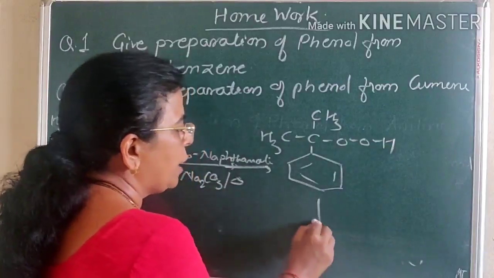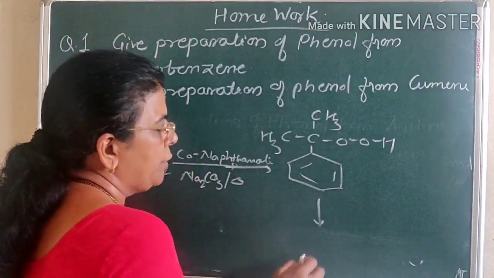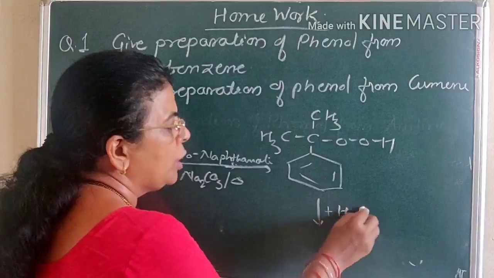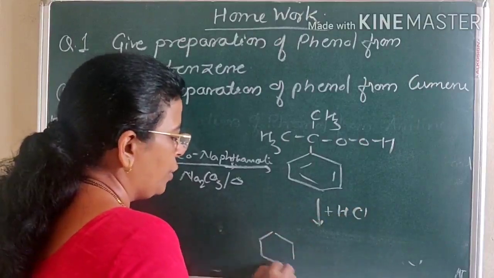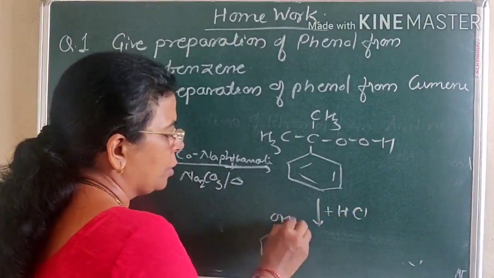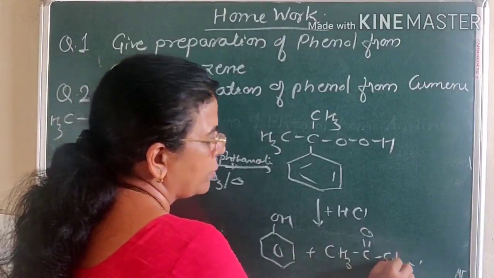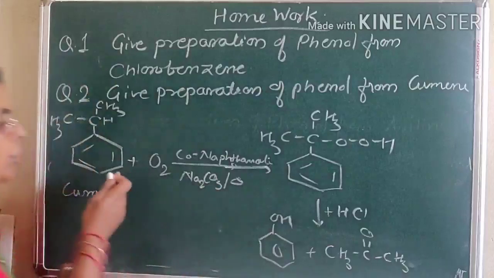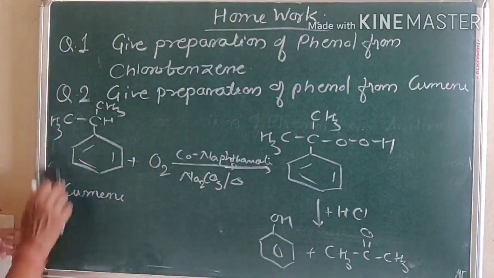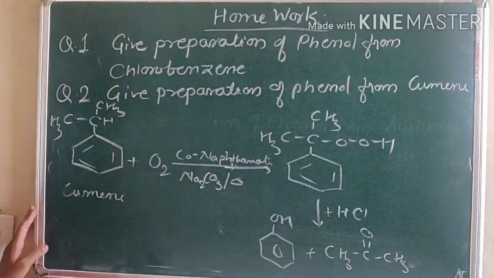This cumene hydroperoxide, when reacted with HCl, undergoes decomposition to form phenol and acetone. In this way, cumene is converted into phenol. Now first, give preparation of phenol from chlorobenzene.